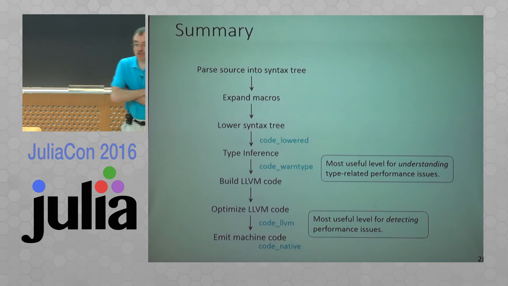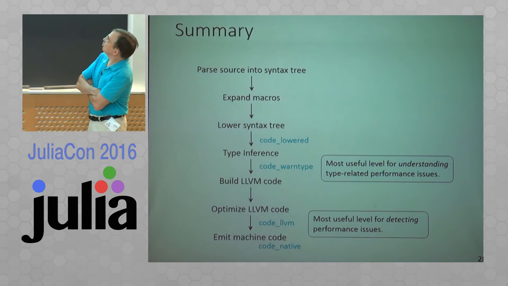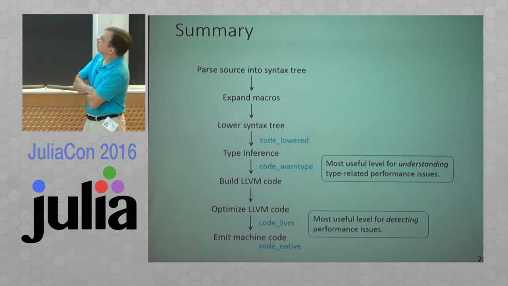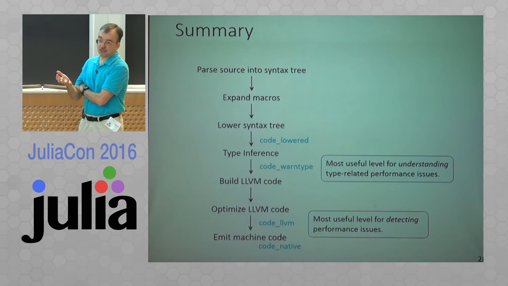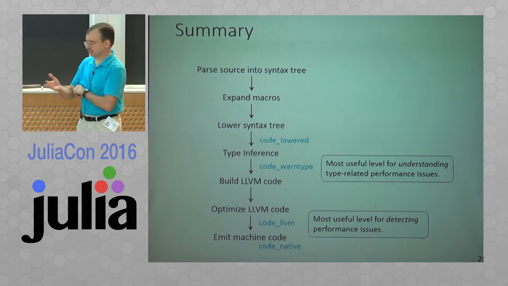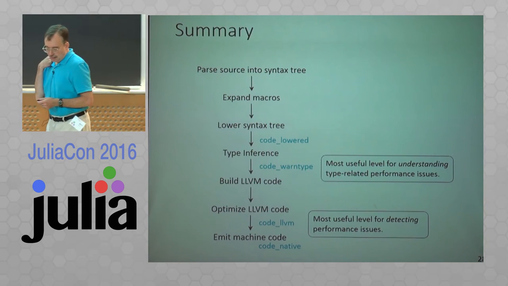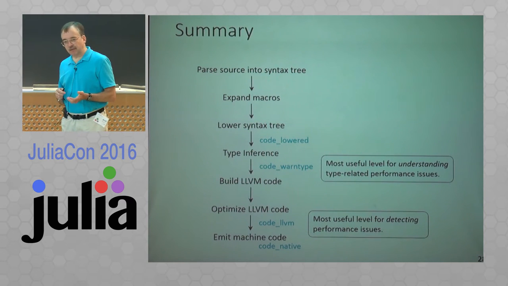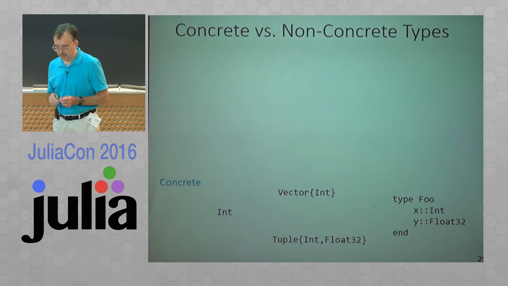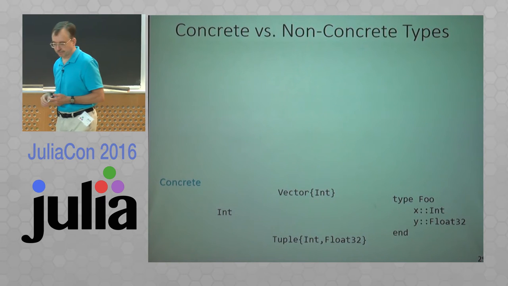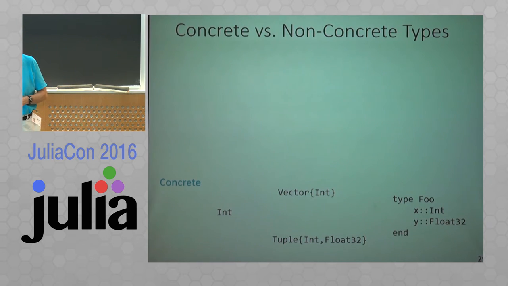So just to summarize the chain, the parts that, at least to me, are most useful are code_warntype, because that helps me understand what the type inference is doing. And as I'll show later, it highlights the types where things have gone astray. And then at the LLVM level, it's useful sometimes for detecting performance issues just by some red flags in the code.